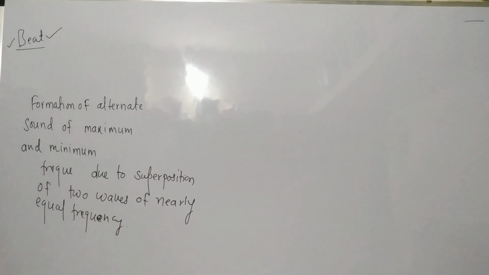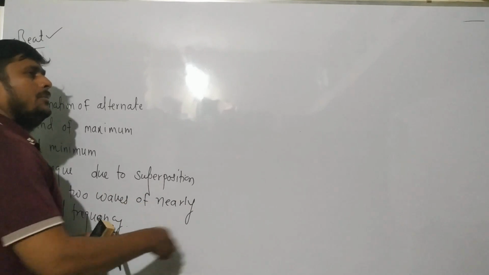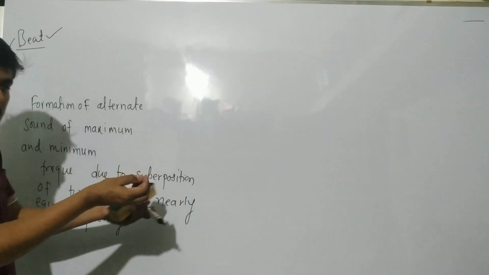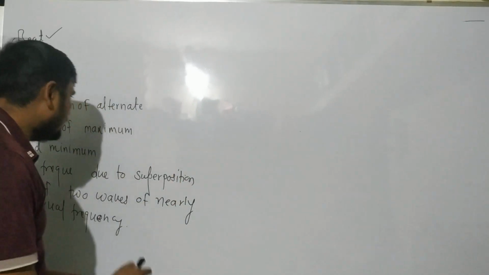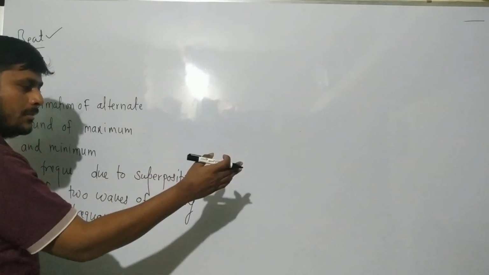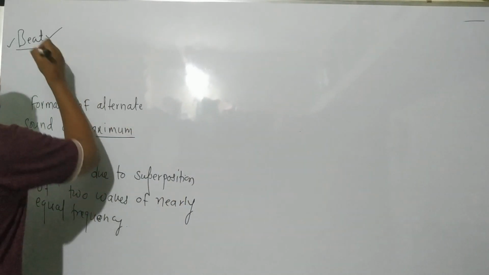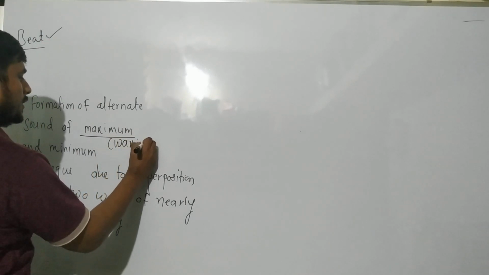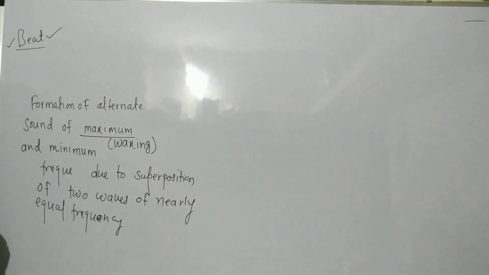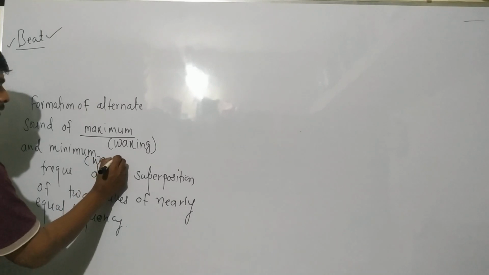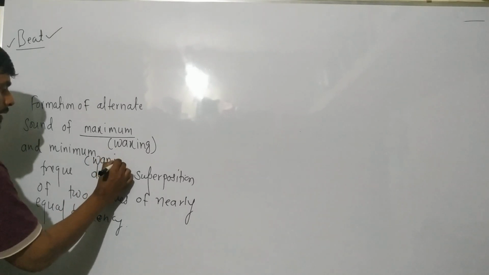So what exactly do you mean by beat? We already know beat from music. This is also one kind of beat. Beat is nothing but a maximum sound, then a minimum sound. The maximum sound, in physics, we call waxing, and the minimum sound of a frequency is called waning.